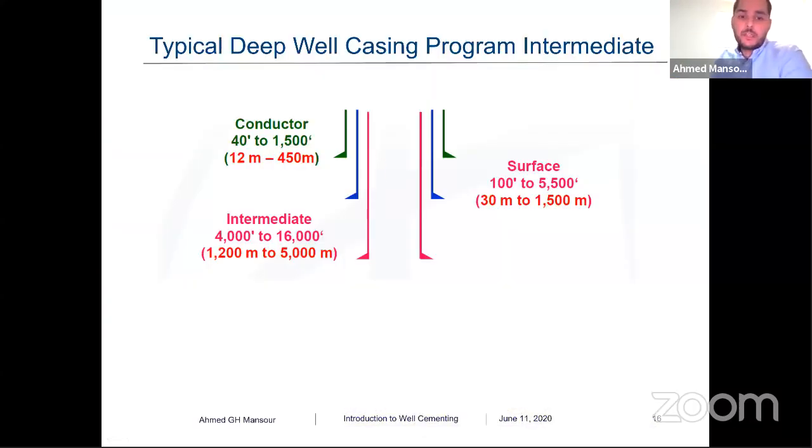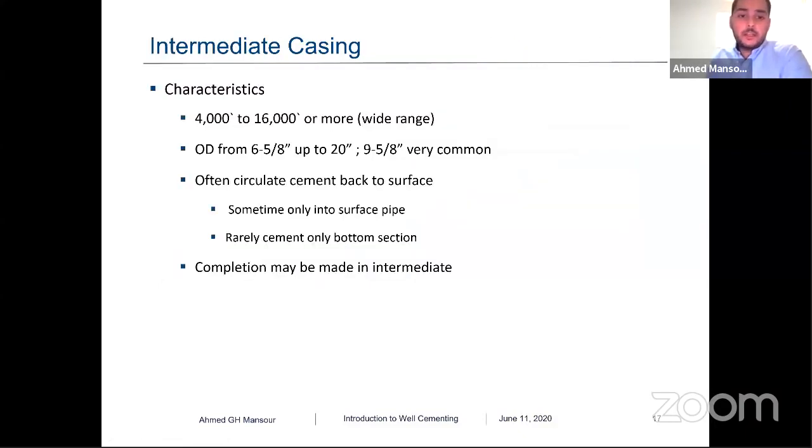Now let's move on to the intermediate. Intermediate is a string that has sizes from 6 5/8 to 20 inch. 9 5/8 is the most common size that we use. The depth is from 4,000 to 16,000 feet. So we're dealing with high temperature and high pressure areas.